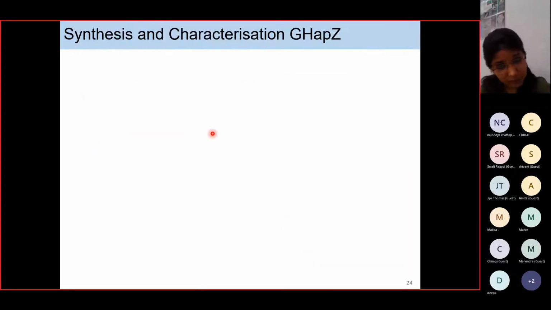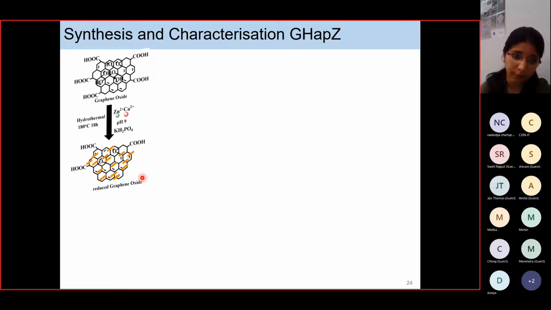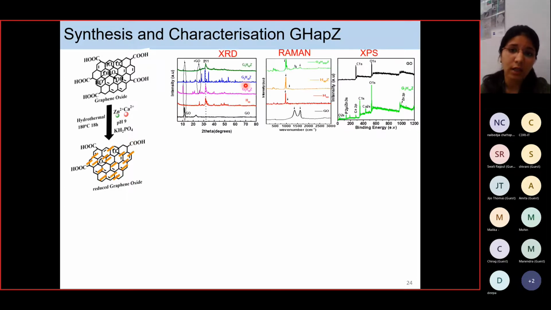So we synthesized zinc doped hydroxyapatite using the hydrothermal synthesis, and we characterized it using XRD. In a similar way, when we added graphene oxide to this hydrothermal synthesis, we saw that a reduction was taking place, that GO was getting converted to RGO, which was characterized by Raman analysis as well as using XPS analysis. The deconvolution spectra of carbon 1s and Zn show that there was a presence of zinc ions, as well as a reduction of the C-O groups in the final composite.